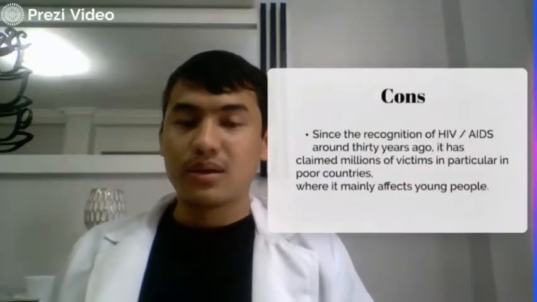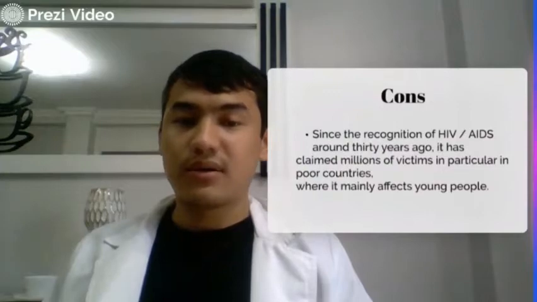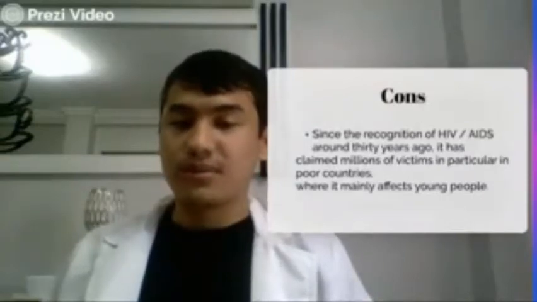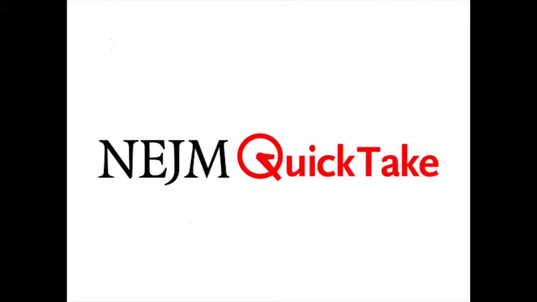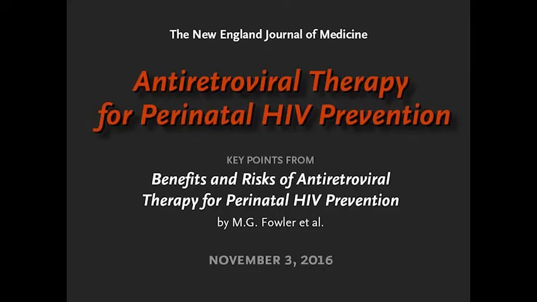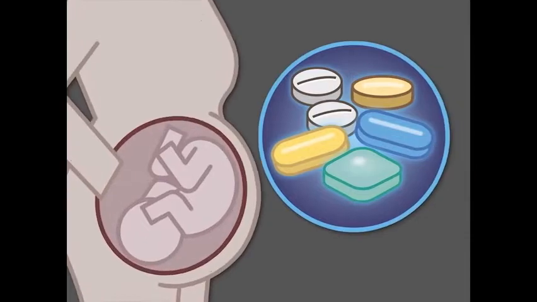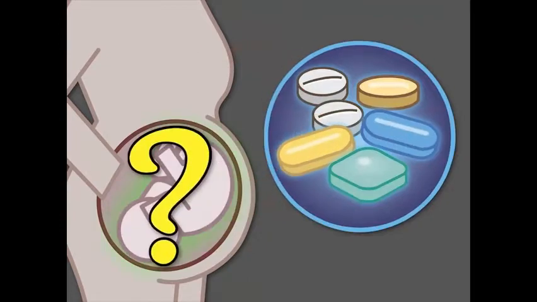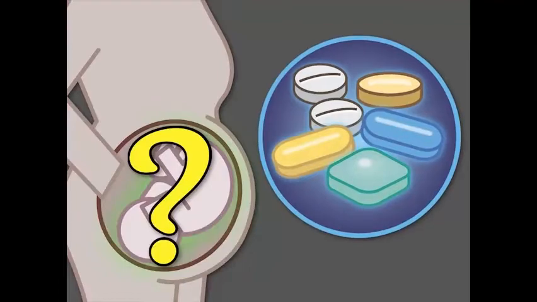Okay. The cons. Since the recognition of HIV and AIDS around 30 years ago, it has claimed millions of victims, in particular in poor countries where it mainly affects young people. Antiretroviral medications are used to prevent the perinatal transmission of HIV from an infected mother to her baby. But this benefit needs to be weighed against the potential toxicity and adverse pregnancy outcomes associated with combination antiretroviral therapy.